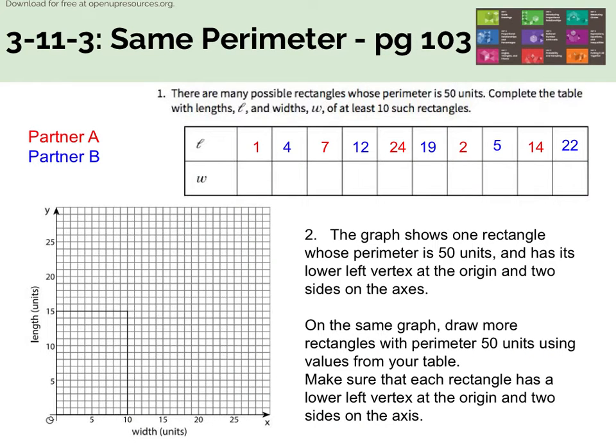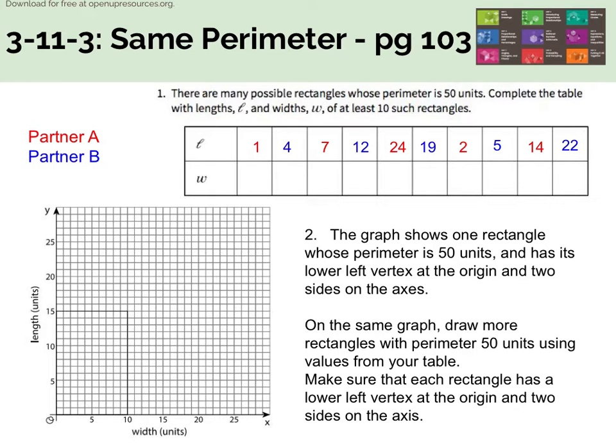Unfortunately, normally in class I would do partner A and partner B, but you're actually by yourself. It will take you a little bit of time, I understand that, but we're learning some information here. It says there are many possible rectangles whose perimeter is 50 units. Complete the table, where L is length and W is width, for at least 10 such rectangles. Let's talk about it for a second.